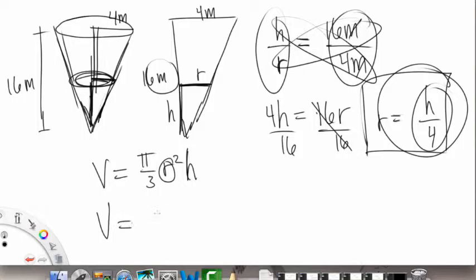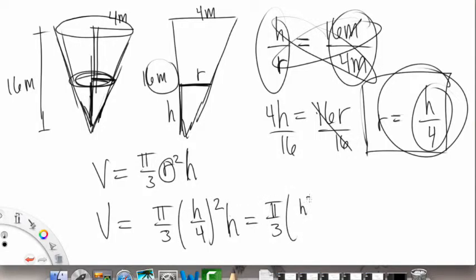Okay, so let's do so. We have V is equal to pi over 3, and then instead of r, we plug in h over 4, squared, times h. See here how we reduced the problem to V's and h's, so volume and height. So this is pi over 3 times h squared over 16 times h, which is equal to pi over 48 times h cubed. That simplifies things a lot. Alright, so let's continue on the next slide.